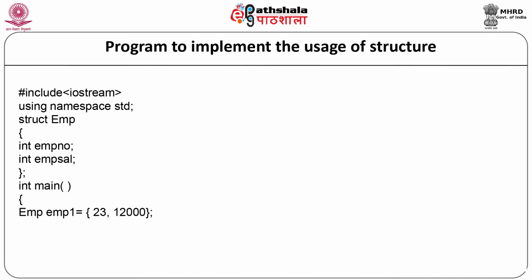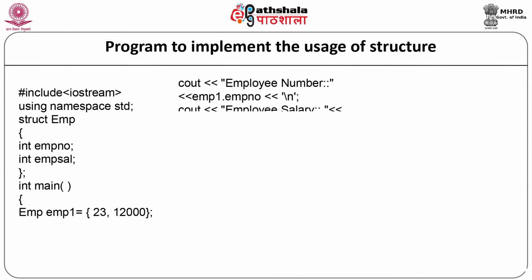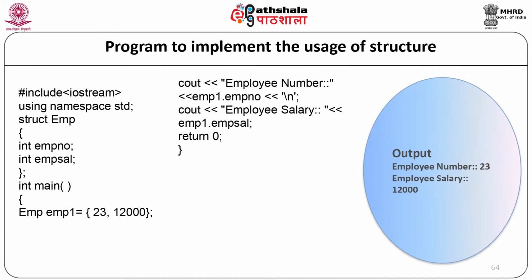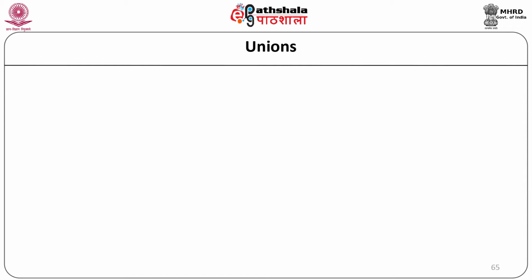Now we will display the values on the screen as employee number is equal to emp1 dot employee number and employee salary will be emp1 dot employee salary, return 0. When the above code is compiled and executed, it will produce the result as employee number 23 and employee salary 12,000. Next type is unions.